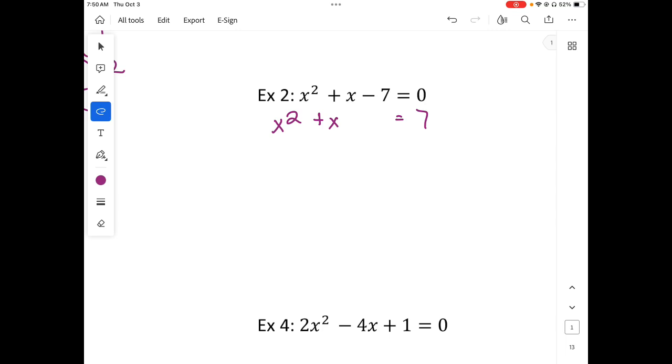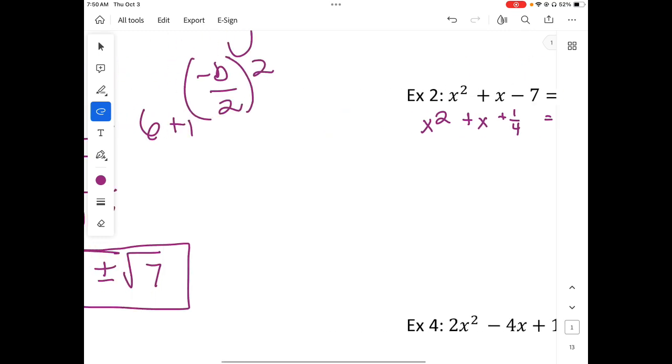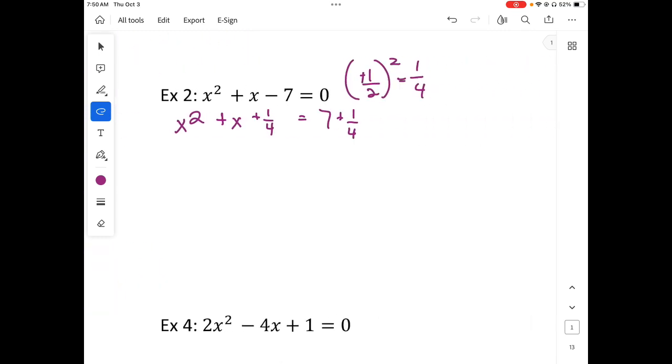So this is negative b over a. So negative 1 over 2 squared, which gives us positive 1/4. So that's what I have to add to both sides. It's not negative. I don't know why I'm doing negative. Sorry, guys. That should be positive. It's just b divided by 2.